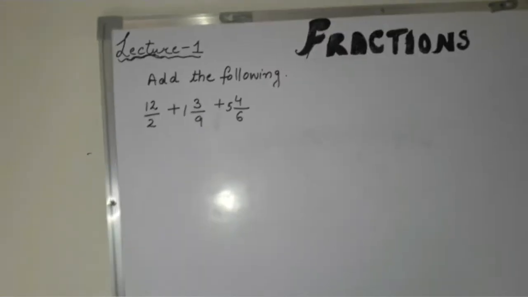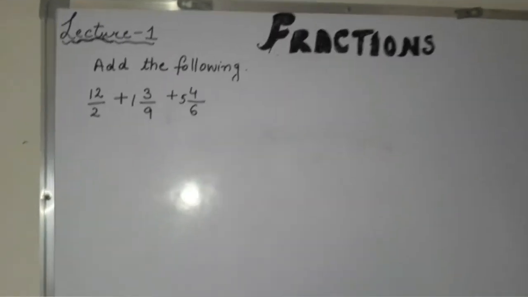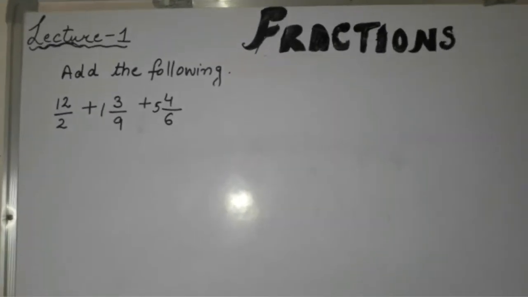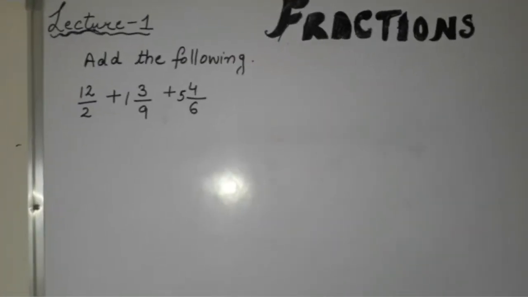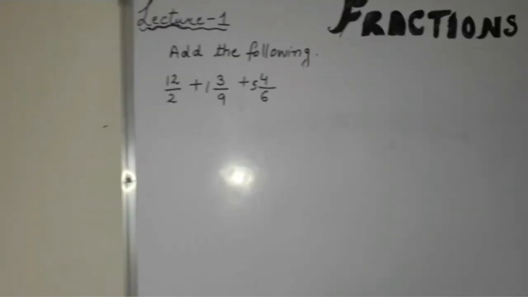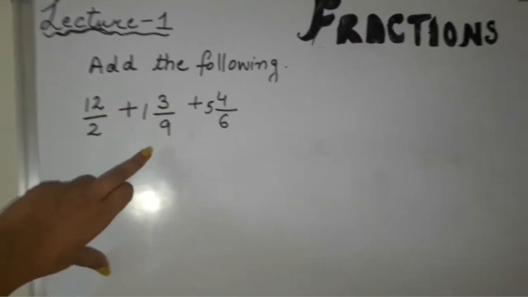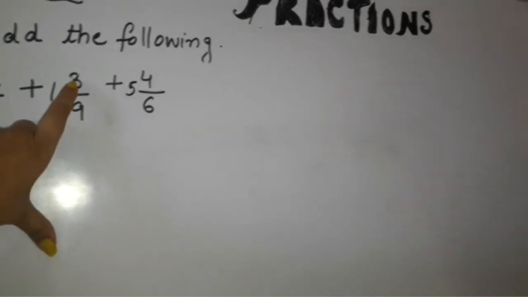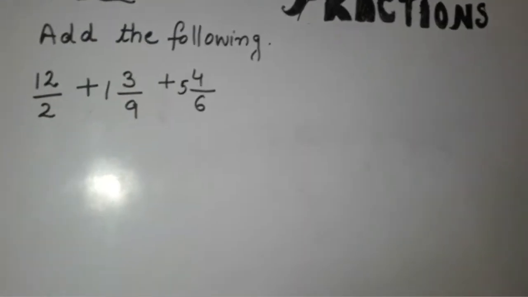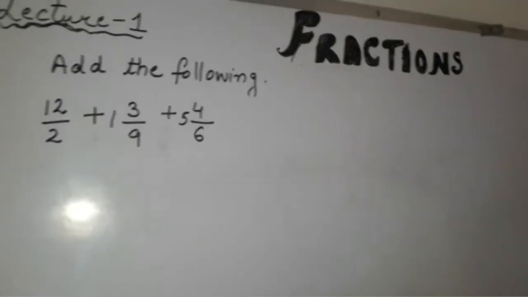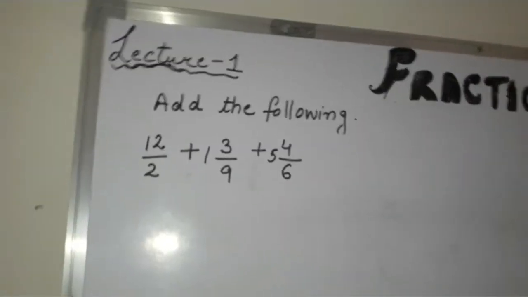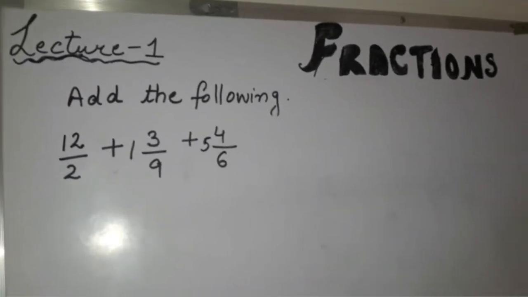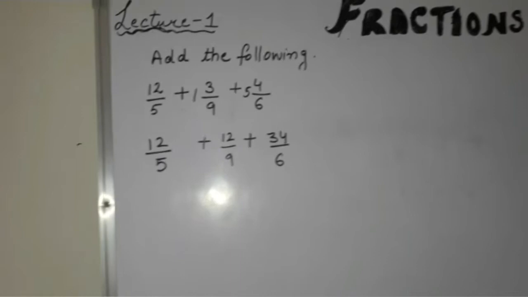Now suppose I have different denominators and I have to add the mixed fractions also. So how will I do it? I will first convert my mixed fractions into improper fractions. 9 ones are 9, 9 plus 3 becomes 12, so I will get 12 upon 9. And 6 5s are 30, 30 plus 4, 34 upon 6. So I will get it like this.